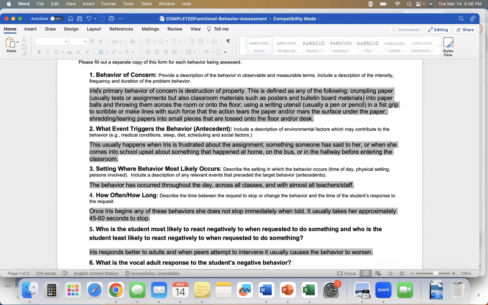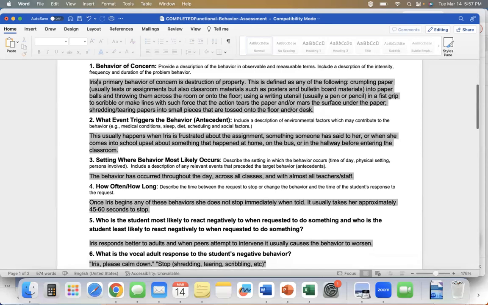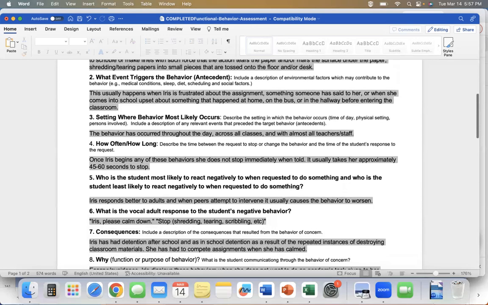Now, if you think about that, 45 to 60 seconds doesn't seem like a long time, but if she is destroying classroom materials, if she's pulling things off the wall, if she's grabbing papers from other students, if she's crumpling up all of your copies of your test and quiz, and it takes 45 to 60 seconds to stop, a lot of destruction can happen in that time. Iris is getting more upset. She tends to escalate, I'm sure, during this time, and then other students would be involved.